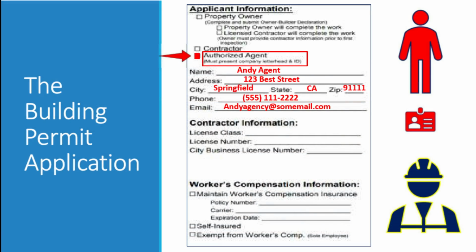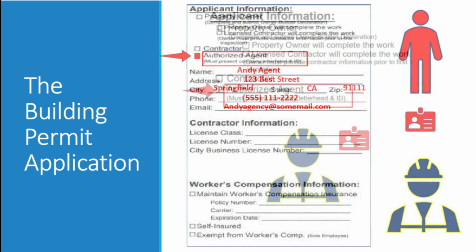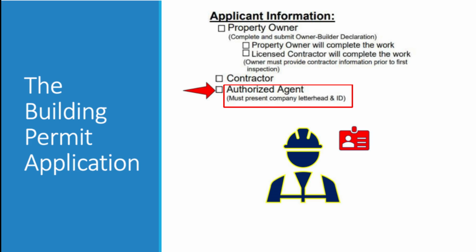Lastly, if an authorized agent of the property owner or the contractor is submitting the building permit application, the agent's information will need to be notated. However, an authorized agent must present a letterhead and ID in order to process and issue the authorized agent the building permit. Check with your local agency for authorized agent requirements.